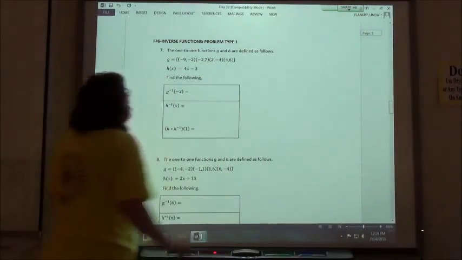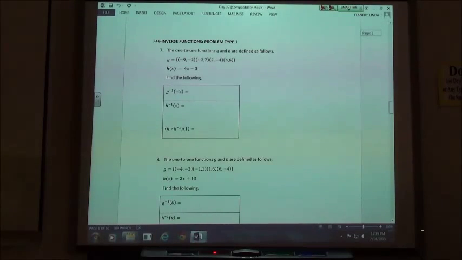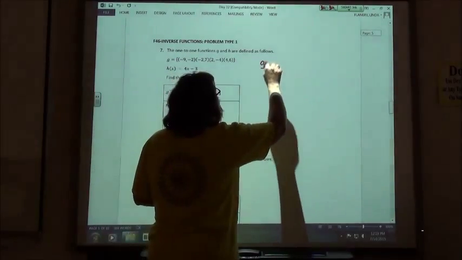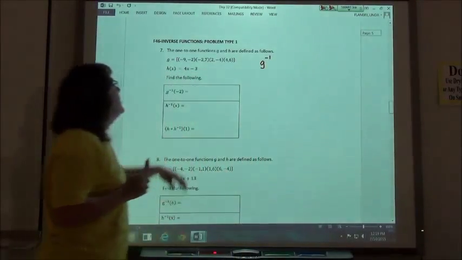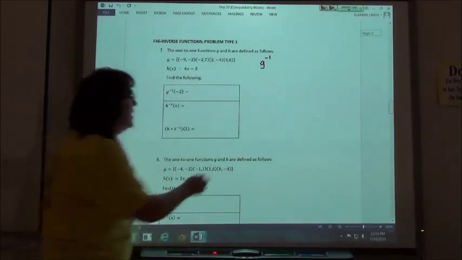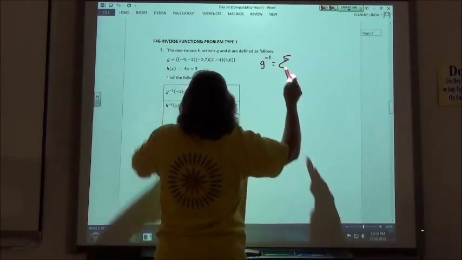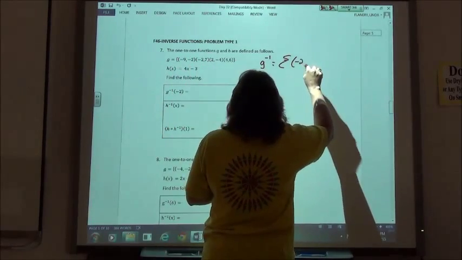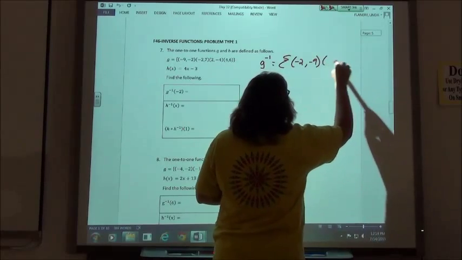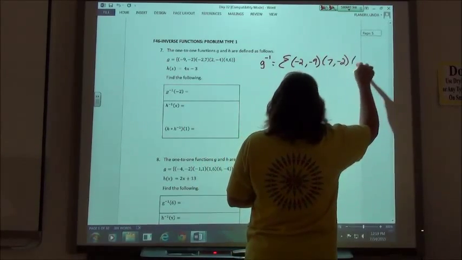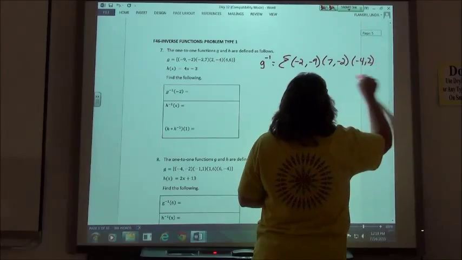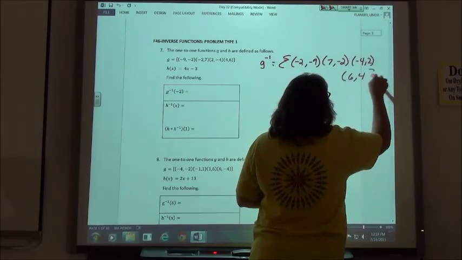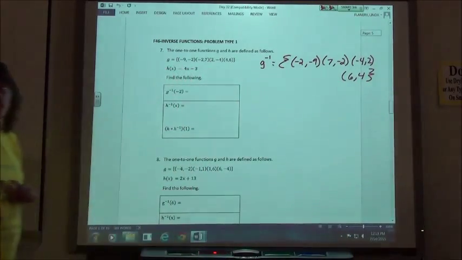The next three are talking about inverse functions. An inverse function is when you switch the x and the y around. Notation for an inverse function, they'll say to the -1 power. So the inverse of g would be the set, and I'm just going to switch my ordered pairs around. So (-2, -9), (7, -2), (-4, 2), and (6, 4) would be my inverse function.